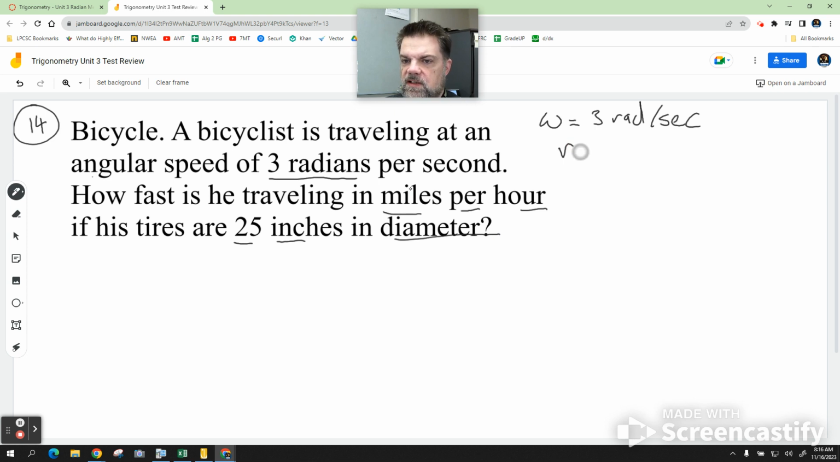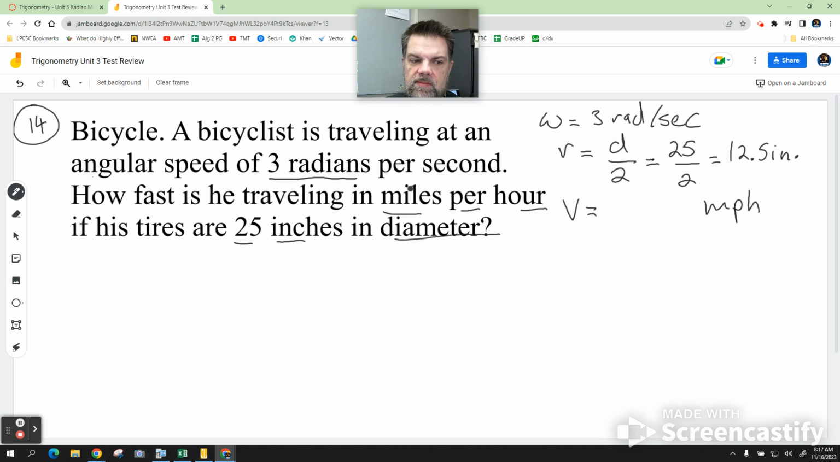So that means the radius is equal to the diameter divided by 2, which is 25 divided by 2, which is 12.5 inches. We need a linear speed that is in miles per hour. So remember that the linear speed is equal to the radius times the angular speed, right? So let's plug that in.